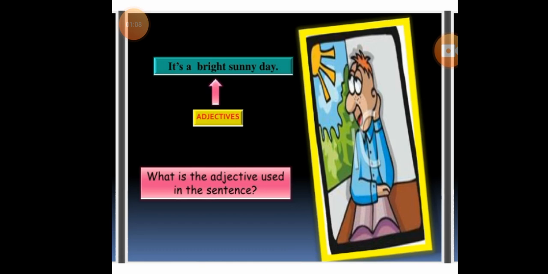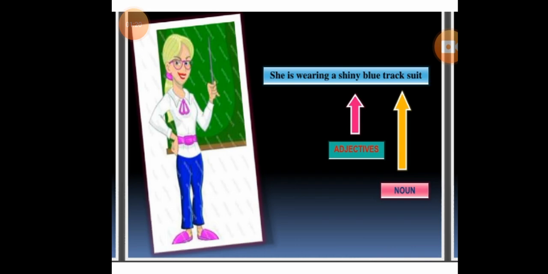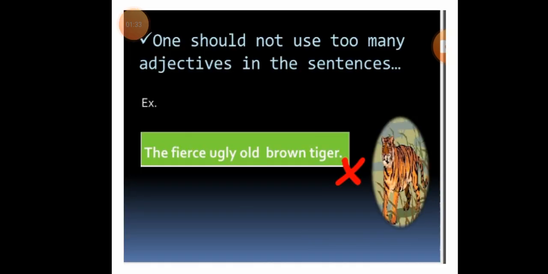See the example given here: a bright sunny day. Which word is describing the noun day? Bright and sunny. So these two words are adjectives here. See the next example: she is wearing a shiny blue track suit. Track suit is the noun here and the words shiny blue are describing it. So shiny blue is an adjective.